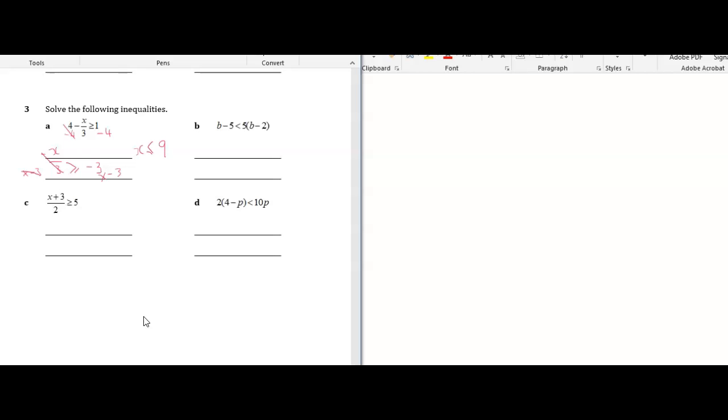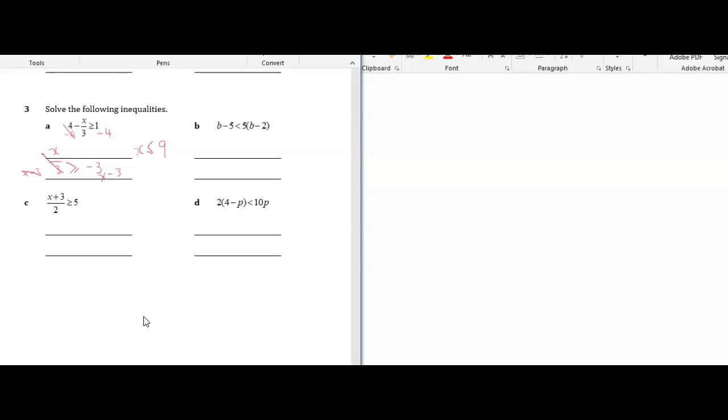You can always check your answer by substituting that number back into your inequation. So if x is less than or equal to 9, you can choose the number 9 or any number less than 9. So the easiest one would be 0, okay, because it's less than 9. So 4 minus 0 over 3, so 4 minus 0, is that greater than or equal to 1? Is 4 bigger than 1? Yes, it is. So you know you've changed the inequality sign correctly. Okay, so you can always check.